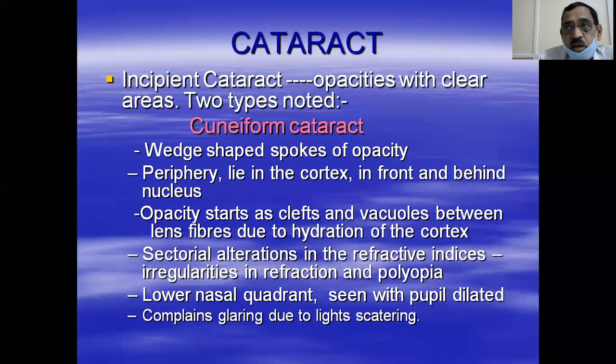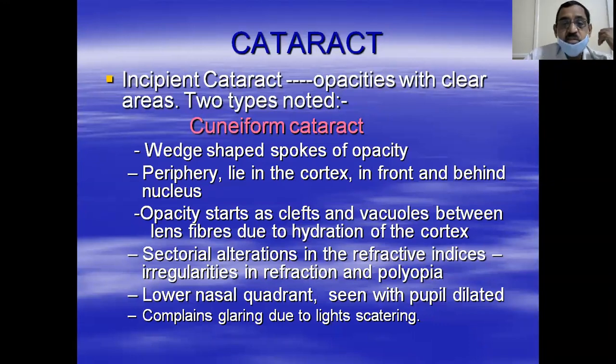And there will be variation in refractive indices in the various sectors of the lens. This results in irregularities of the refraction, and the patient will have polyopia, seeing multiple objects. Usually the cuneiform cataract is most commonly seen in the lower nasal quadrant, and it can be seen only with a dilated pupil. And the patients in this stage complain of glare due to oncoming headlights or bright light.